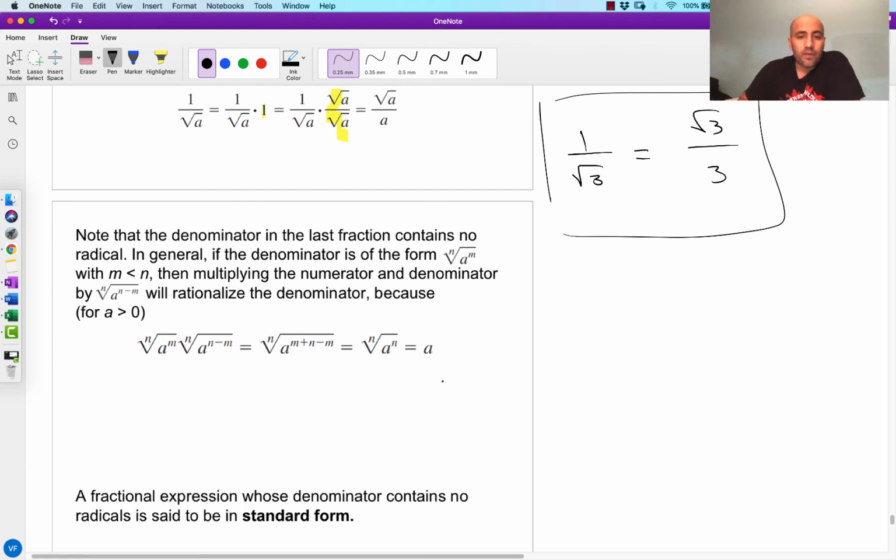So for example, if I had 1 over the 5th root of 2 squared, like that, it wouldn't make sense for me to just kind of copy this and say it's the 5th root of 2 squared over the 5th root of 2 squared. Because if I do that, then when I bring these two together, I'll just have 2 to the 4th power.